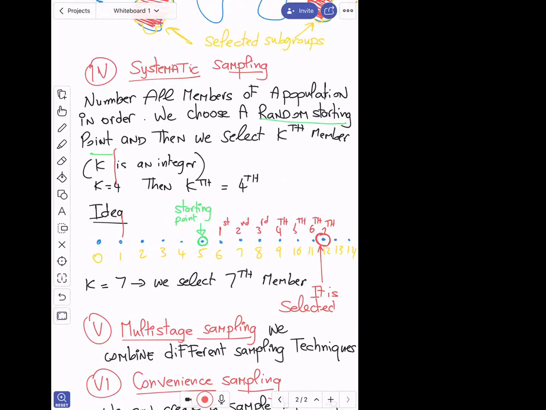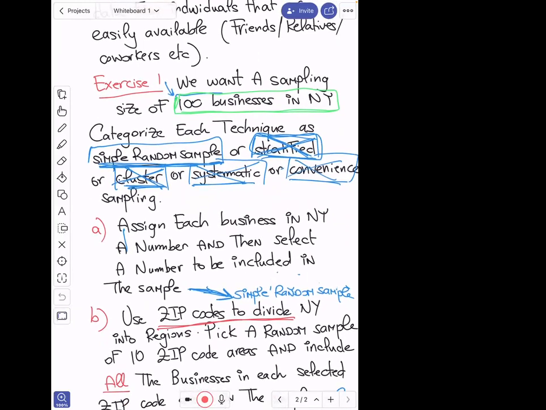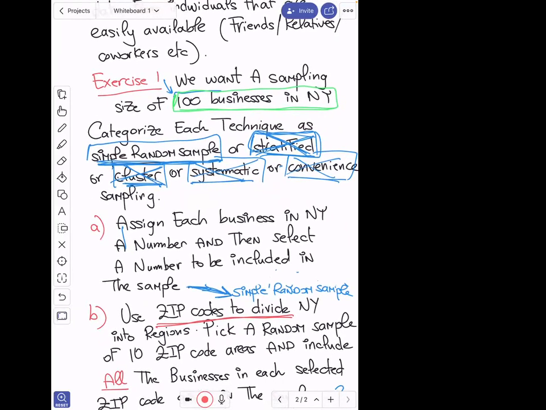So here, I don't have a random starting point, right? So on A, it doesn't mention a starting point. There's no starting point, right? So it's not a systematic sampling. Okay. Now, is it convenience sampling?